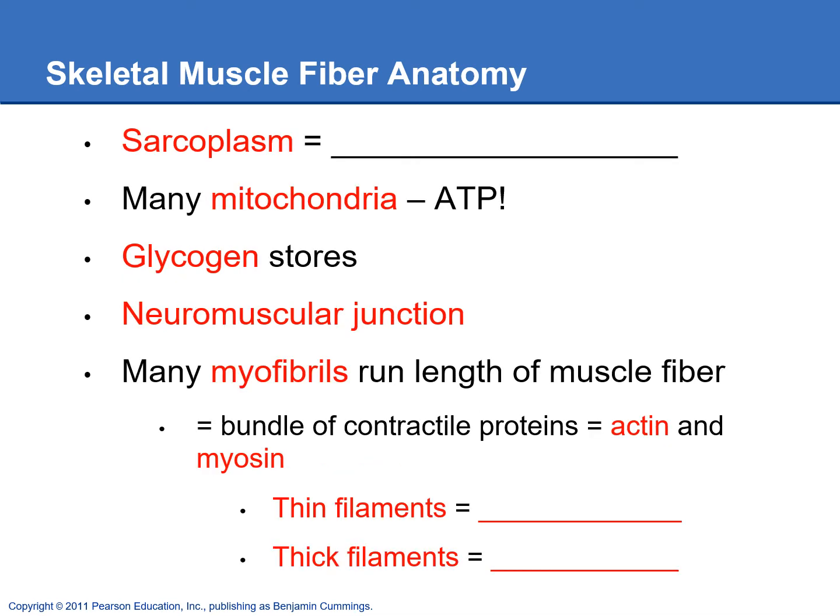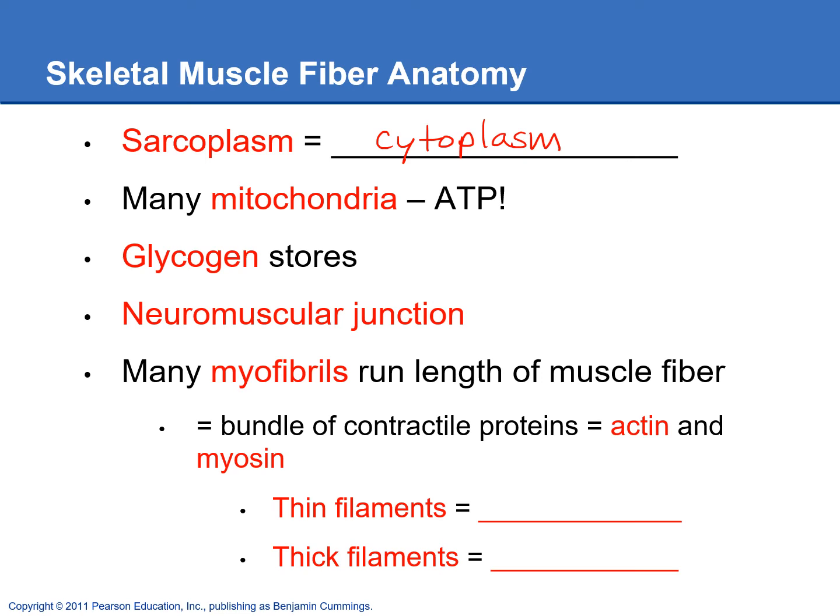Okay, and then we have the sarcoplasm, which you might have guessed is actually the cytoplasm of the muscle cell. And we have lots of mitochondria in skeletal muscle cells because they're going to generate lots of ATP to power the muscle contraction. And we do have glycogen stores in the skeletal muscle cells because remember the glycogen is stored in skeletal muscle cells and then also in the liver.